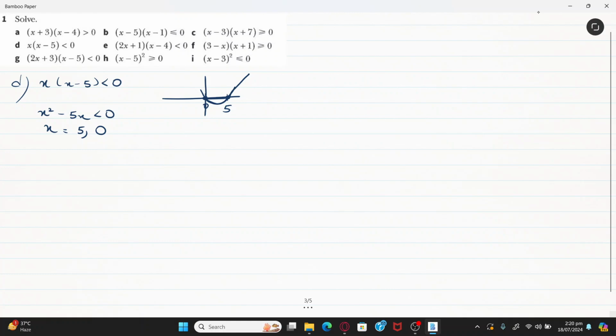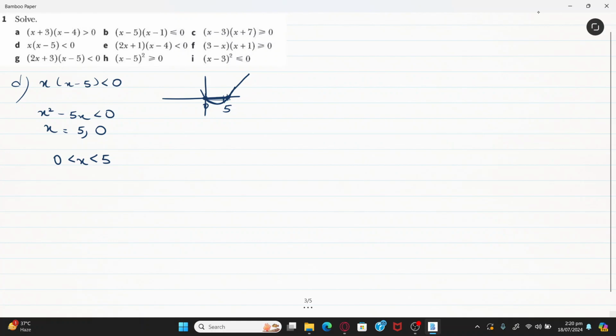So whenever the graph is below the x-axis, we are going to get the negative values. So when is it below the x-axis? It's below the x-axis when x is greater than 0, and it's below the x-axis when it is lesser than 5. Just before 5, it's exiting the x-axis. So we can say that between the points 0 and 5, we are going to get the value of our parabola to be negative.